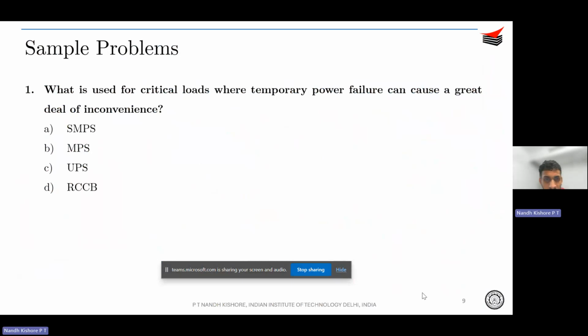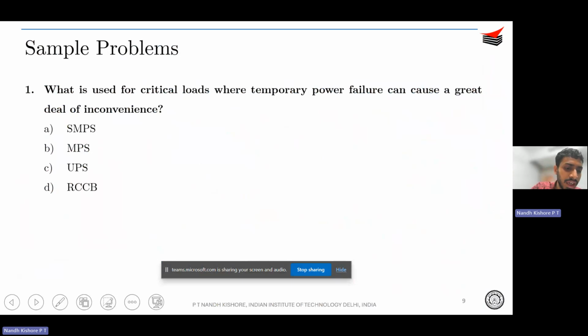Okay, so we'll just go into a bit of problem solving. So we have a lot of theoretical questions over here. So we can see both numericals as well as theoretical problems in this class. Okay. So the first question is, what is used for critical loads where temporary power failure can cause a great deal of inconvenience? The options are SMPS, MPS, UPS, and RCCB.